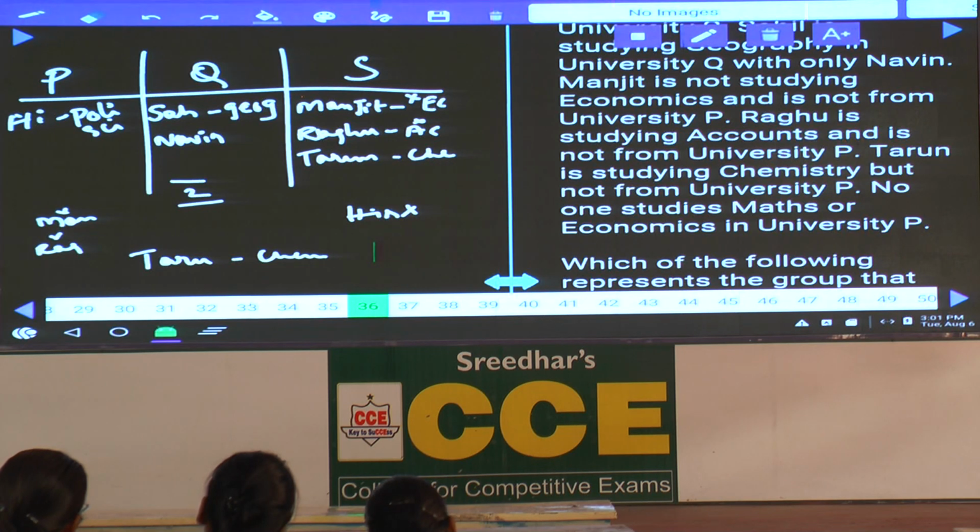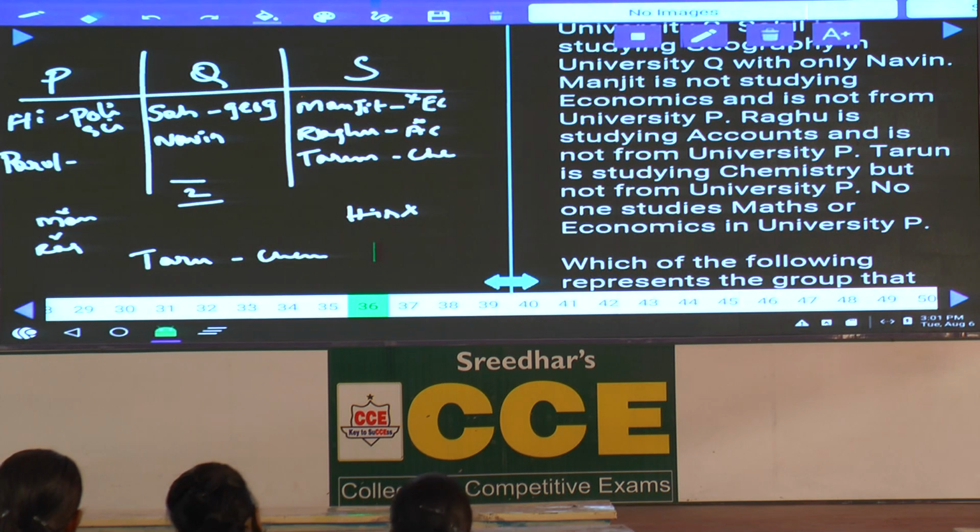And there are three persons in this one. Manjit, Raghu, and Tarun were completed, and Sahil, and Naveen, and Hitesh. Then tell me who is the other person left over who is from P? Yes, Parul. And so Parul must be here. And Tarun is studying chemistry but not from University P. And no one studies maths or economics in University P. Mathematics and economics cannot be University P, isn't it? Hence, mathematics and chemistry must be from where?